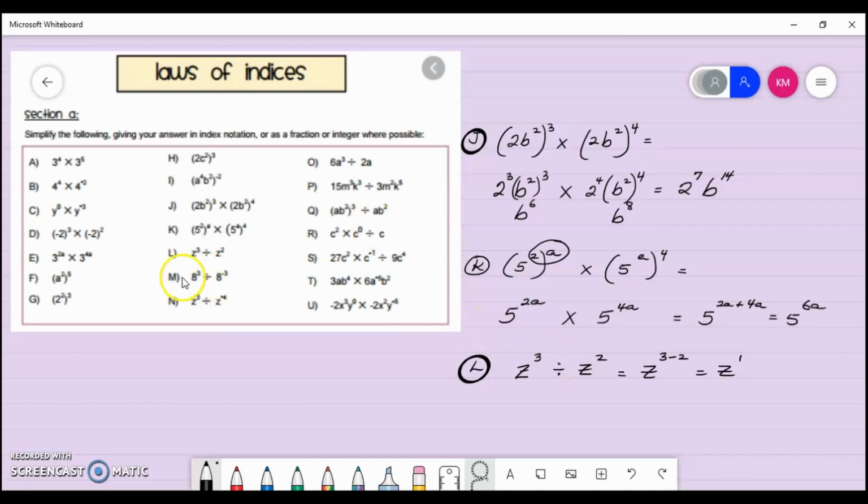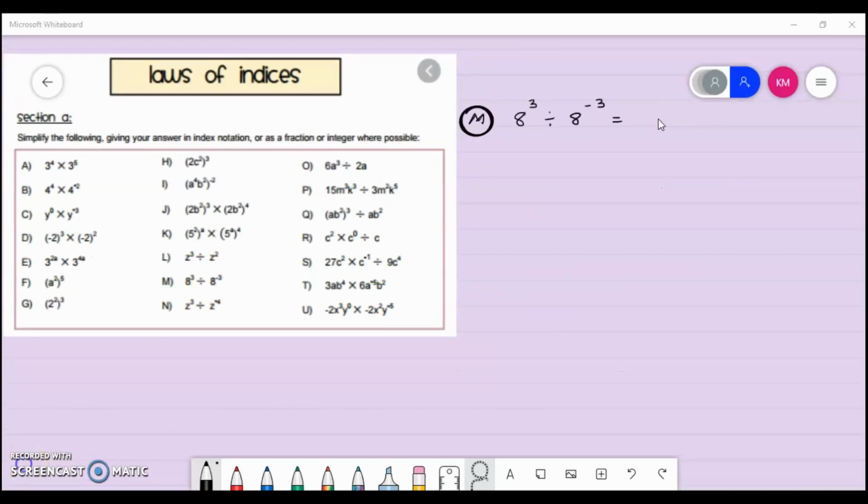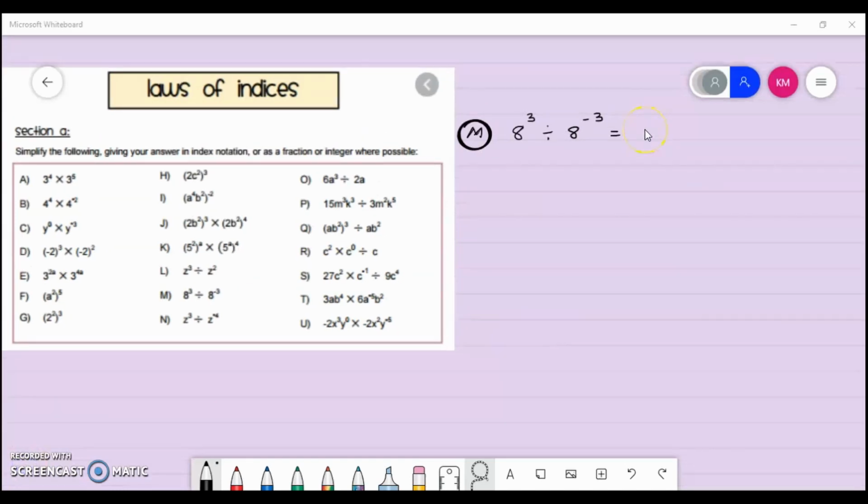Next, 8 to the power 3 divided by 8 to the power negative 3. It is similar to the question we just worked. So here we just need to take away our powers because we are dividing. So it's going to be 3, take away negative 3, and those two signs coming together is going to change to a plus. So it's going to be 8 to the power of 6. Next question.